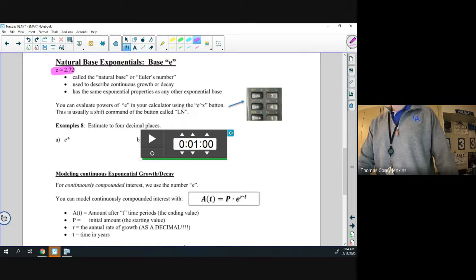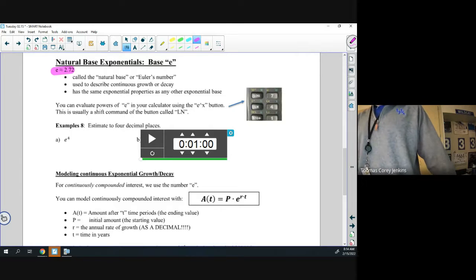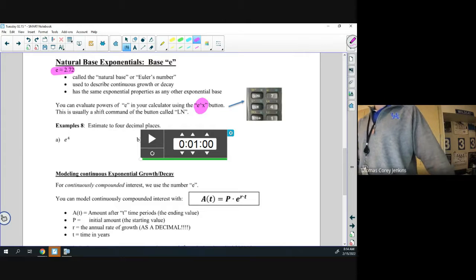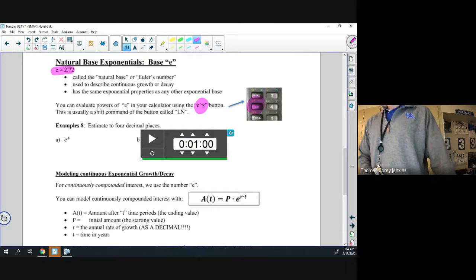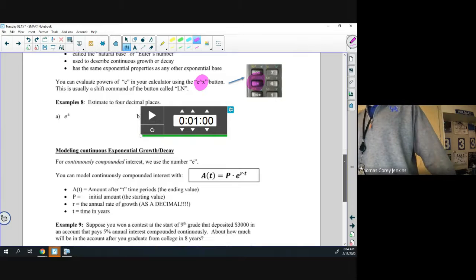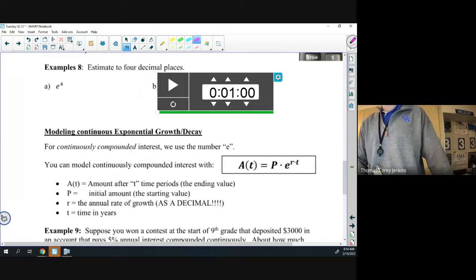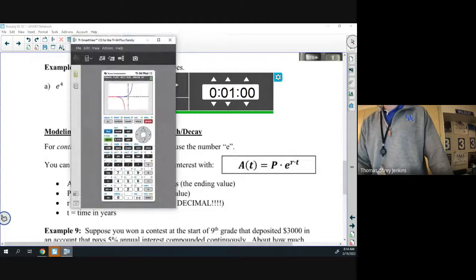But it says you can evaluate powers of e in your calculator by doing this. So e to the x. Where is e? We can see that it's right above the natural log button. So all that's spelled out for us. We're just practicing using our calculator here, not really understanding what e is or why we care about it, just finding it on our calculator.